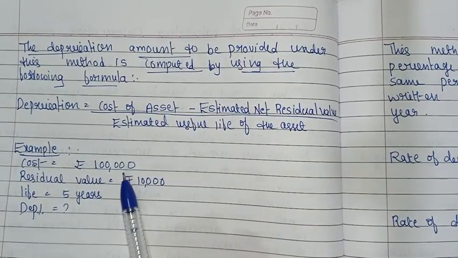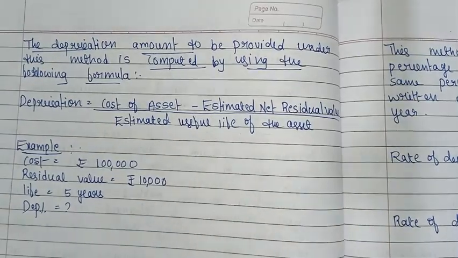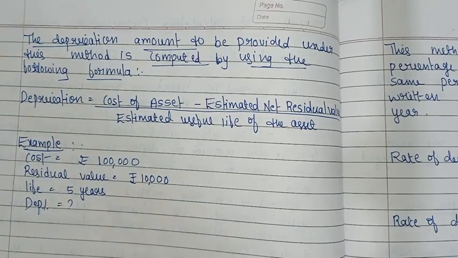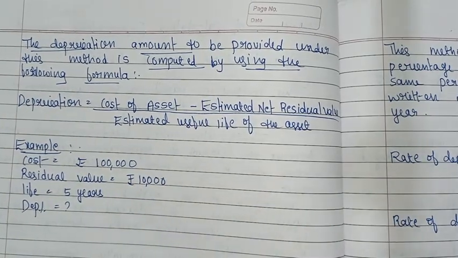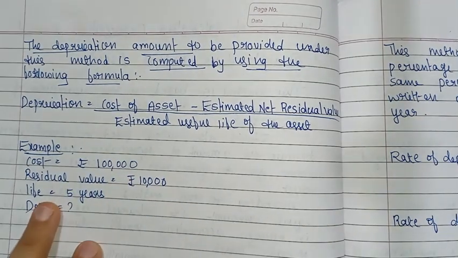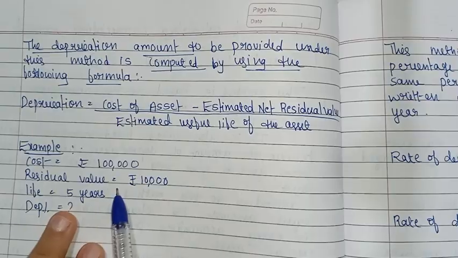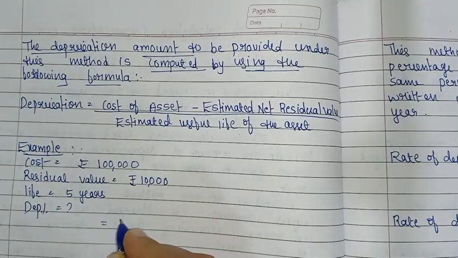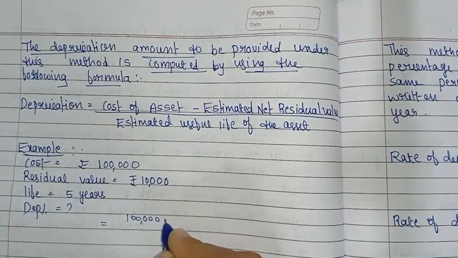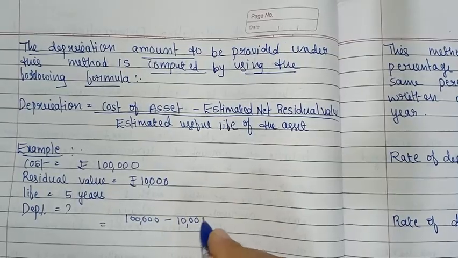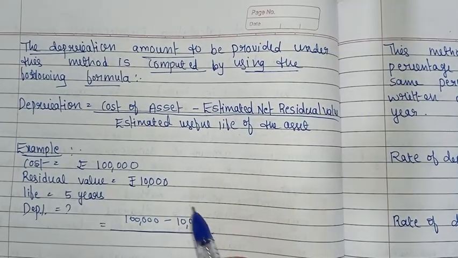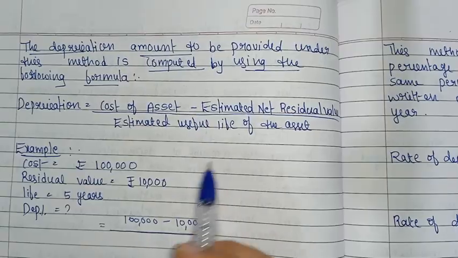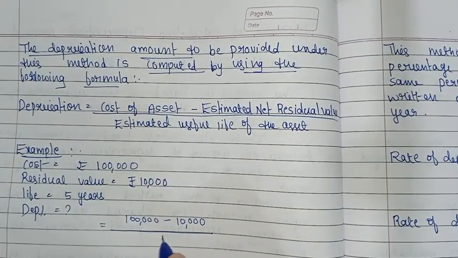Let's see an example. Cost equals rupees 1 lakh, residual value is rupees 10,000, and life is 5 years. What is the depreciation? Depreciation equals cost of the asset, rupees 1 lakh, minus estimated net residual value, rupees 10,000, which is nothing but scrap value, divided by useful life of the asset, 5 years.